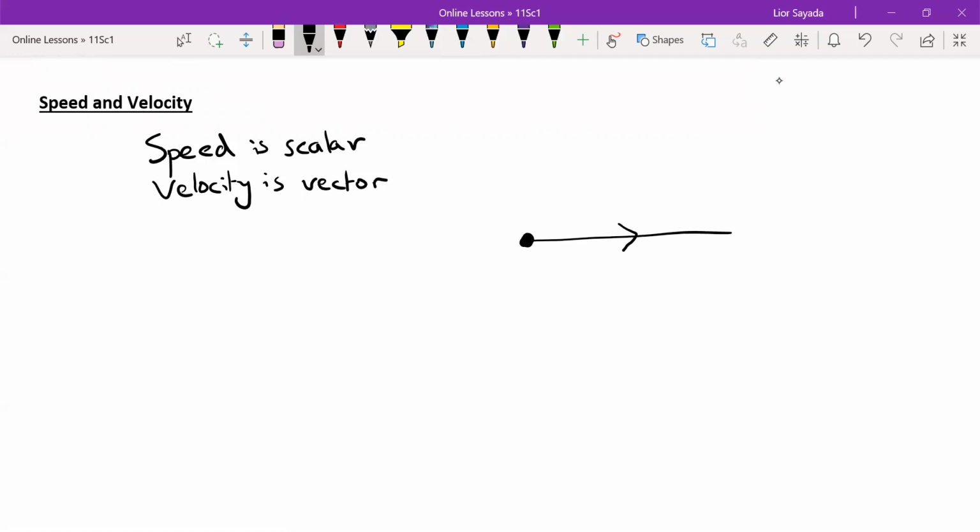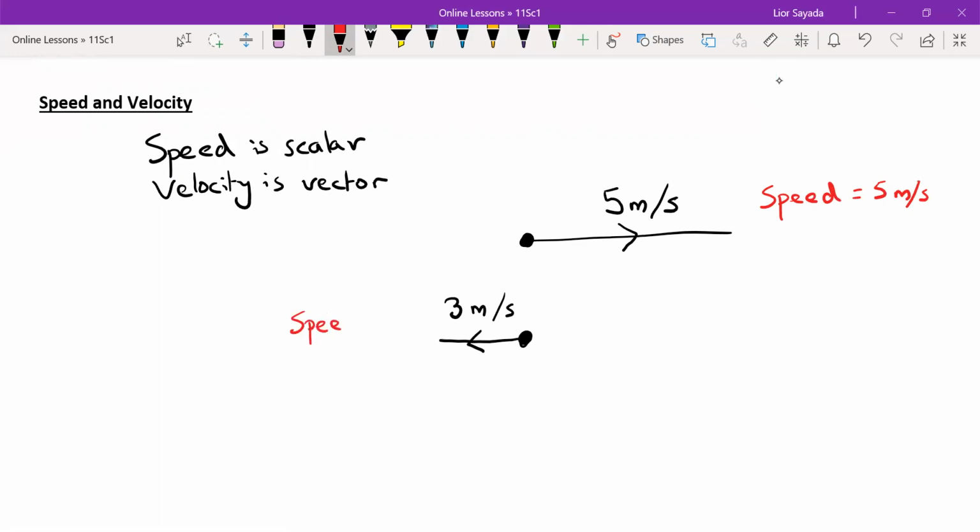So we have an object, and it is moving to the right with a speed of, let's say, 5 meters per second. And then I'm going to have another object, and this object is moving to the left with a speed of 3 meters per second. For each of these objects, their speed is just how fast they're going, regardless of direction. So the speed of this object is just 5 meters per second, because it's moving 5 meters every second. The speed of this object is 3 meters per second, because it's moving 3 meters every second.